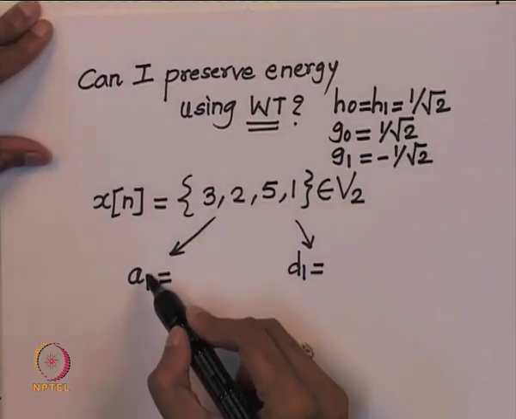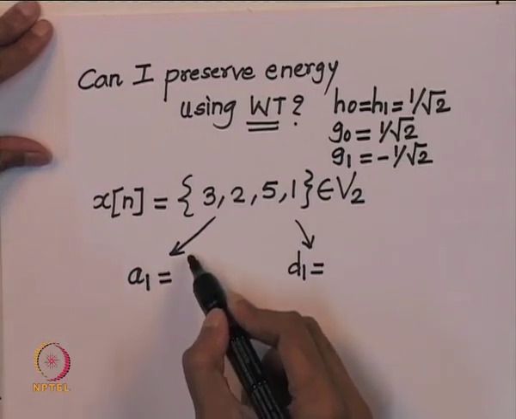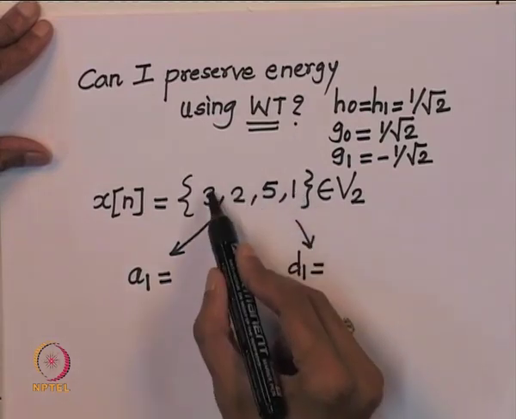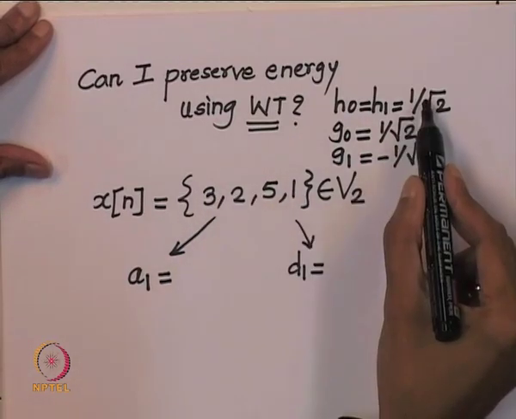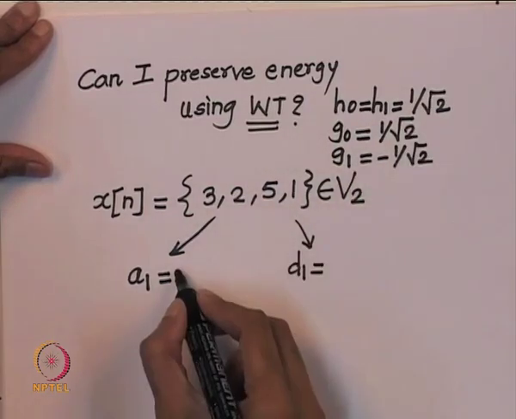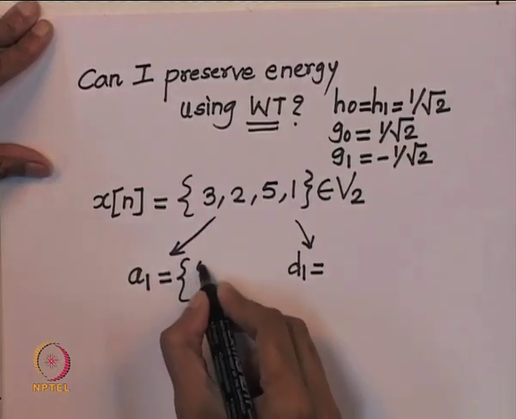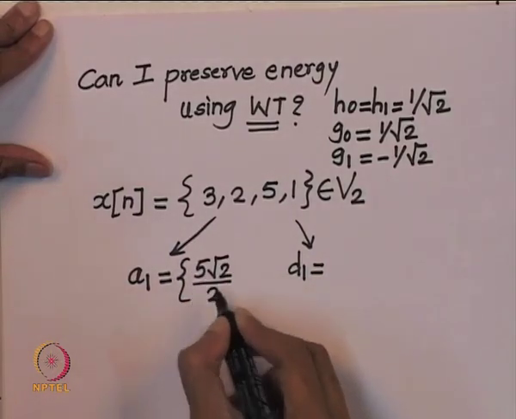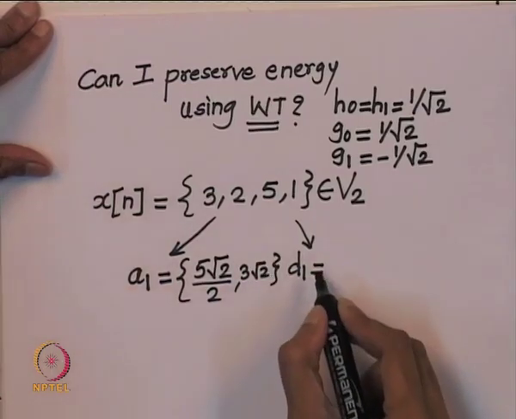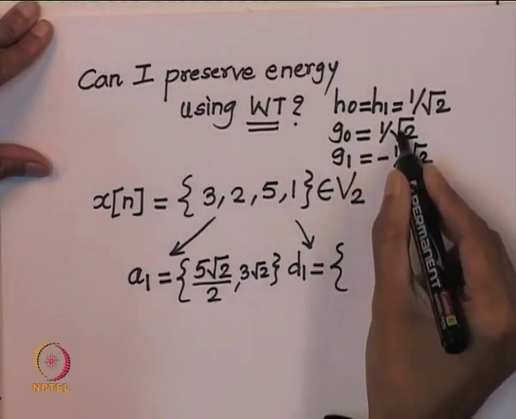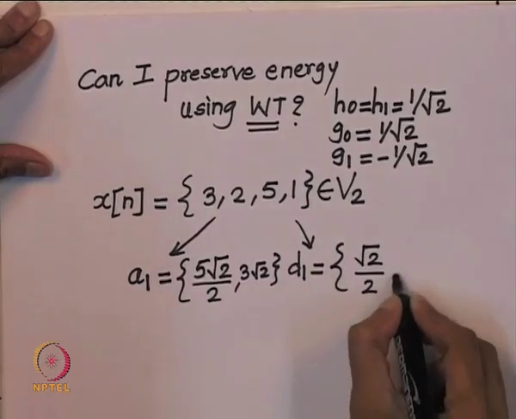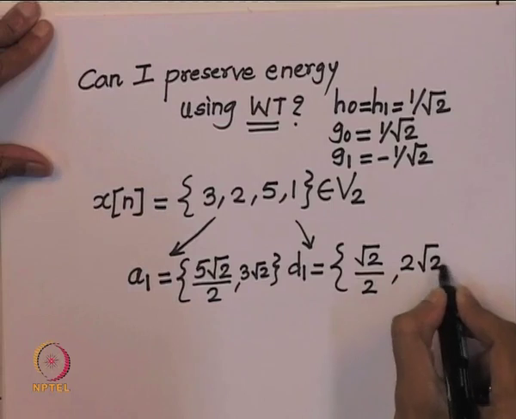And then we know how to calculate A1. There is a decimator. So, I will have to do calculations between 3 and 2 and then 5 and 1. So, between 3 and 2, once again 3 into 1 upon square root of 2 plus 2 into 1 upon square root of 2. So, once I do that, I will end up with 5 square root of 2 divided by 2 and 3 square root of 2. And as far as details are concerned, I will have to make use of G0 and G1, and then I will be left with these two parameters.